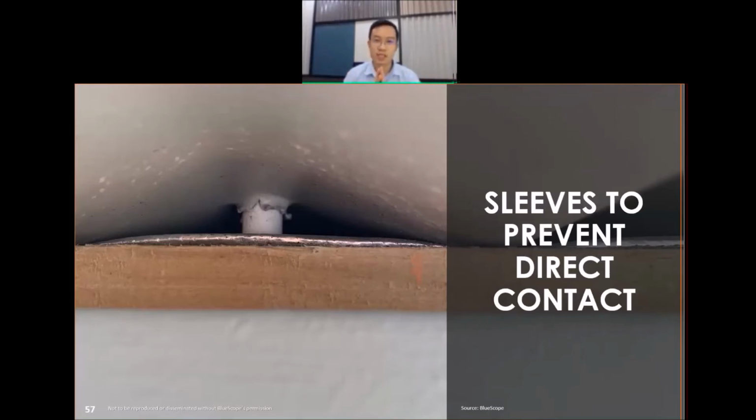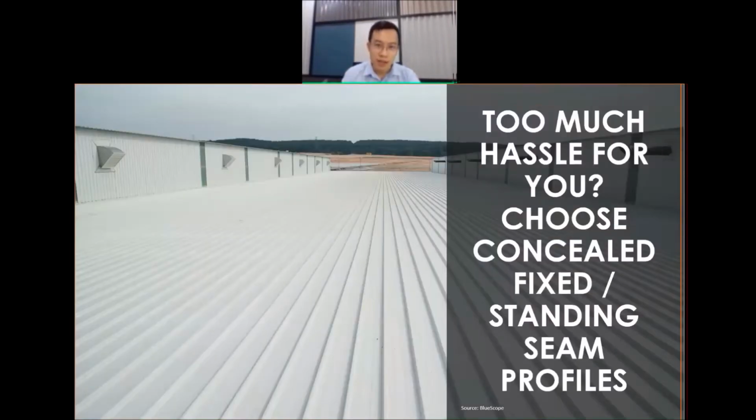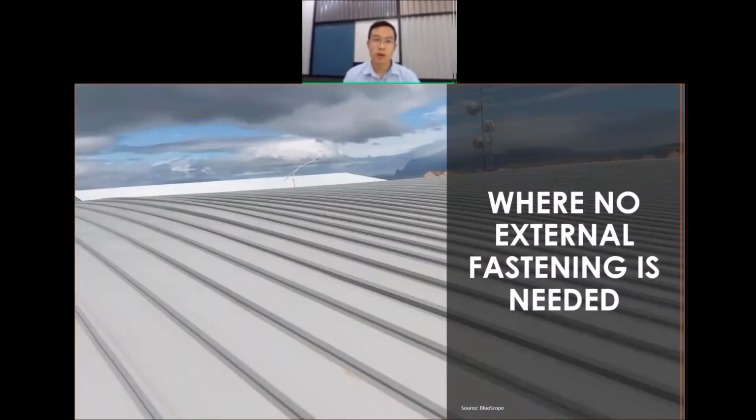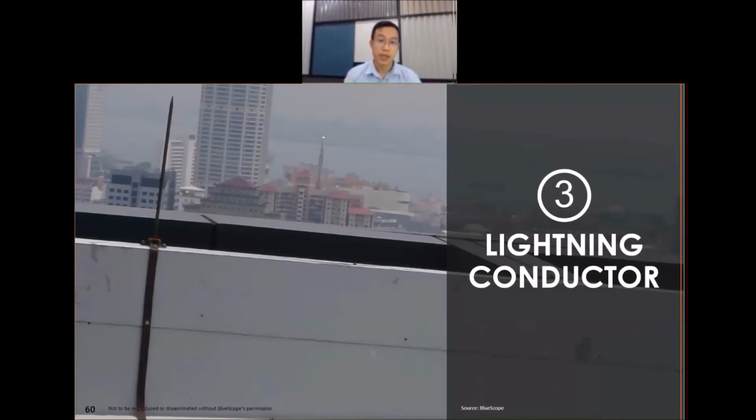Of course, if this fastener topic is too much for you, then you might want to choose another type of solution, another type of steel profile, such as concealed fix or standing seam profiles, where these types of profile normally would not require external fastening. So with that, that is the second point on fasteners. And the third point is on lightning conductors.